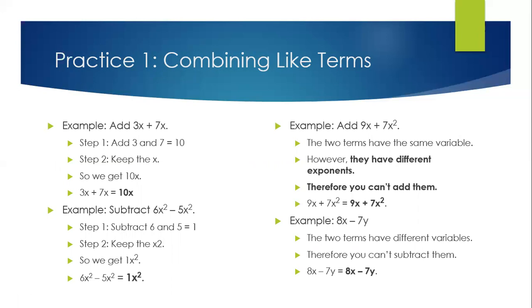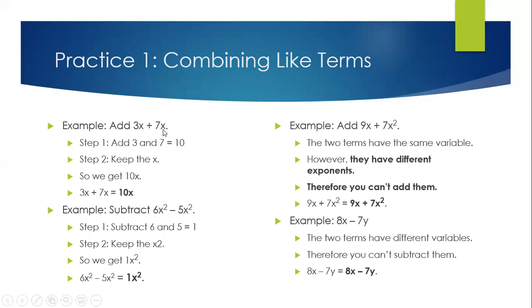We'll look at two examples of like terms and two examples of unlike terms, and we'll basically see what happens when we're adding or subtracting like terms versus unlike terms. So let's take the first one. I want to add 3x plus 7x. I add 3 plus 7, which gives me 10. Keep the x, so we get 10x.